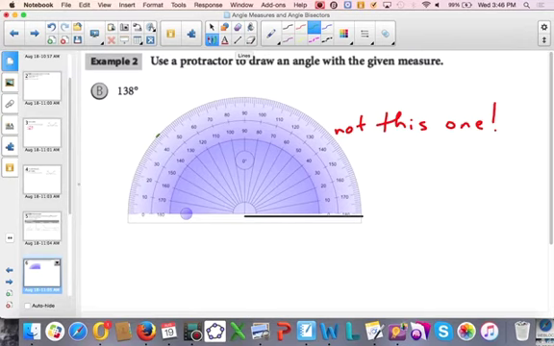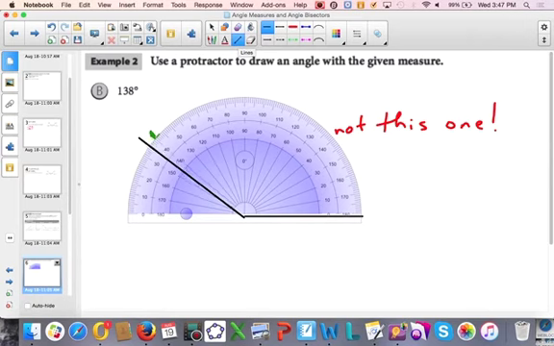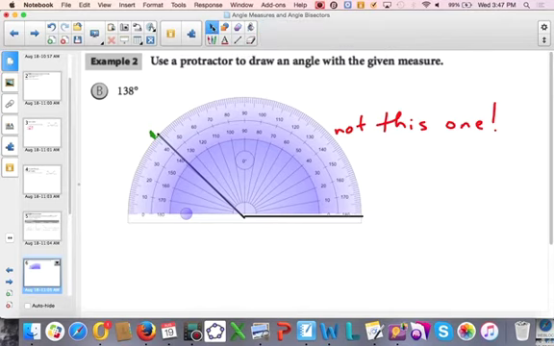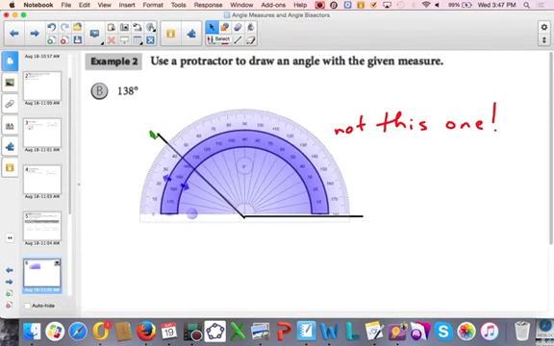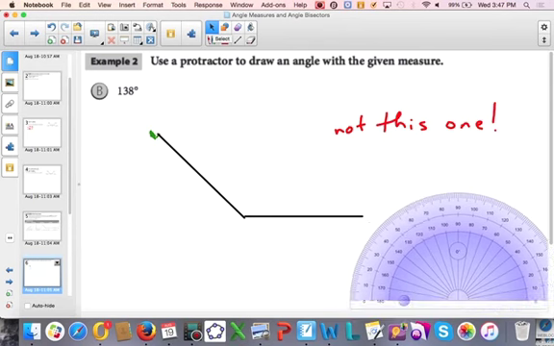Let me make it a little bit bigger so it's easier to see. And then I'm going to make another ray from where my vertex is to where that dot is. And if I move my protractor out of the way, oops, there's my 138 degree angle.